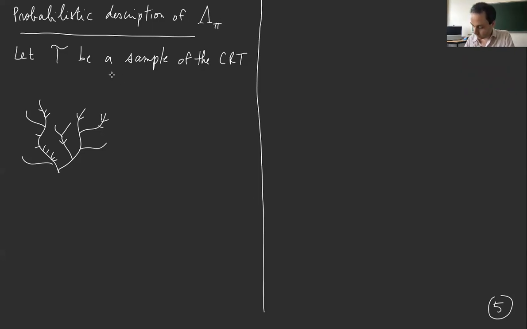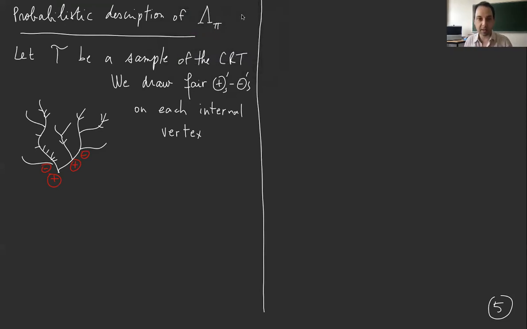So we use a fair coin to draw fair plus or minus, fair meaning each decoration is plus or minus with probability 1/2, 1/2. We draw fair plus or minus on each internal vertex. So let's say that the root is plus, plus, minus, minus. Okay.